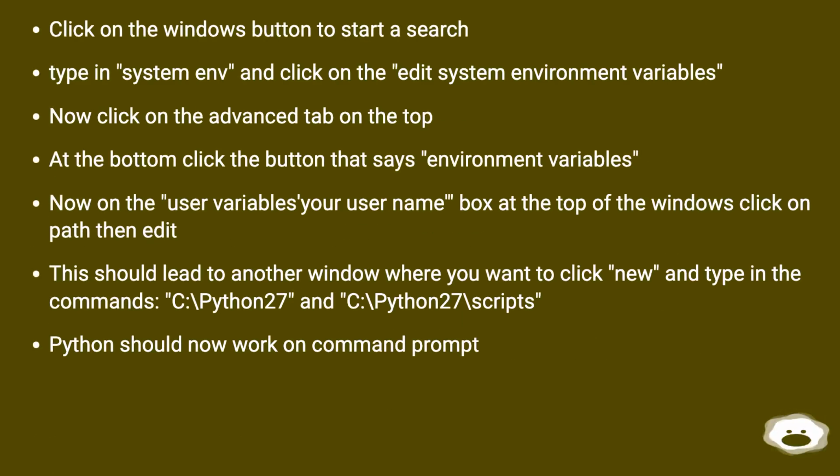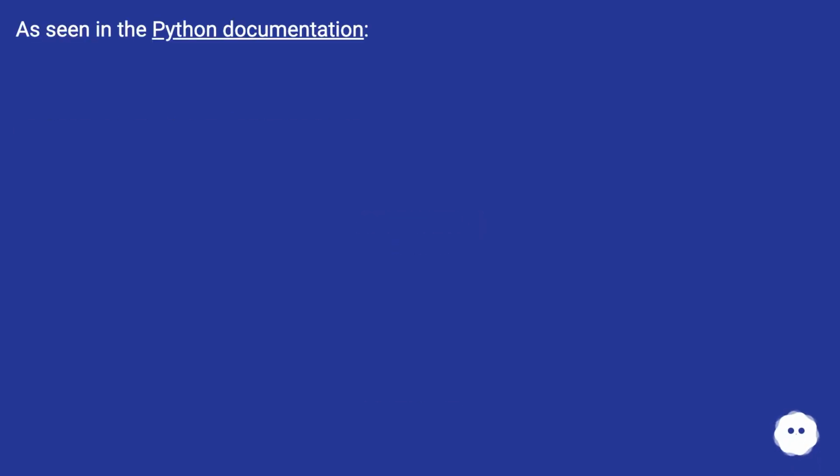Click on the Windows button to start a search. Type in system-env, and click on Edit the System Environment Variables. Now click on the Advanced tab on the top. At the bottom, click the button that says Environment Variables. Now in the User Variables box for your username at the top of the window, click on Path, then Edit. This should lead to another window where you want to click New and type in C:\python27 and C:\python27\scripts. Python should now work on command prompt, as seen in the Python documentation.